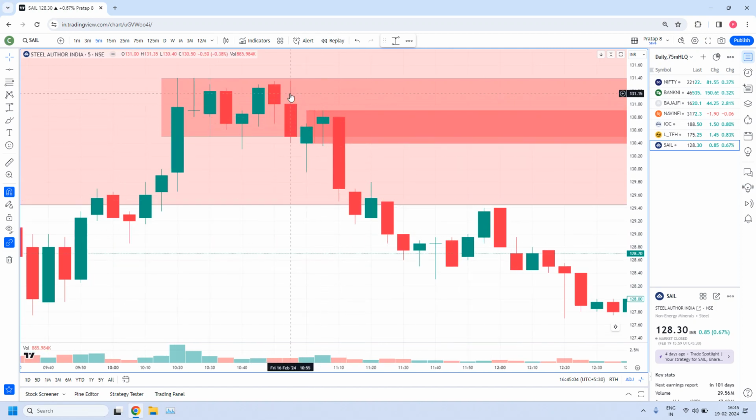We have a rally, we have a drop candle, 2 base candles and a drop candle. But this entry, you are getting just below this 15 minutes area or 75 minutes area.